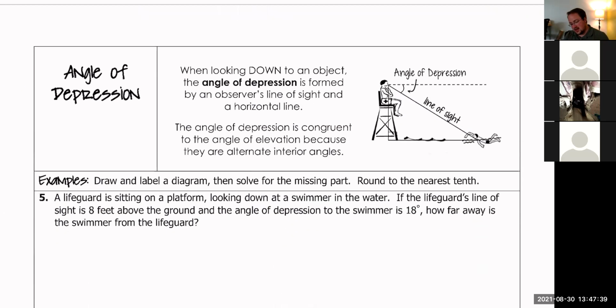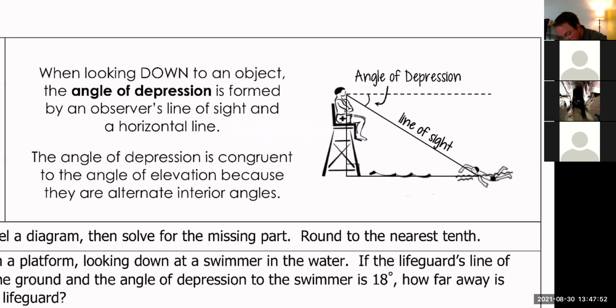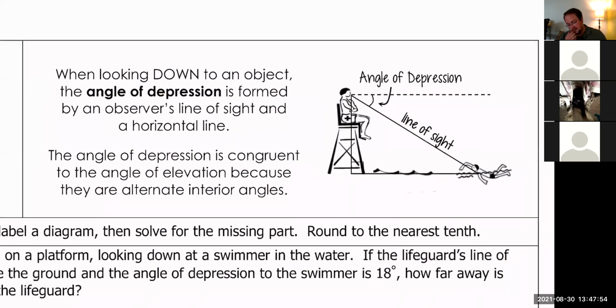I want to make sure we had time to look at least briefly at angle of depression, which is basically the opposite of angle of elevation. Instead of looking up to an object, you are now looking down at an object. So an example here is a lifeguard looking down at a swimmer. It's formed with the line of sight, so you looking down at something, and a horizontal line out from your eye level gives you an angle of depression.